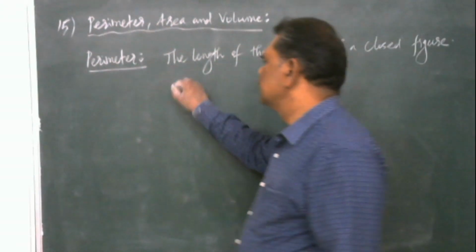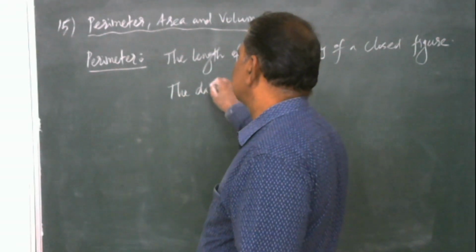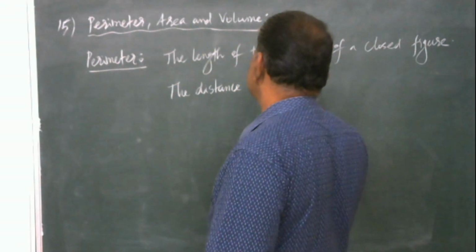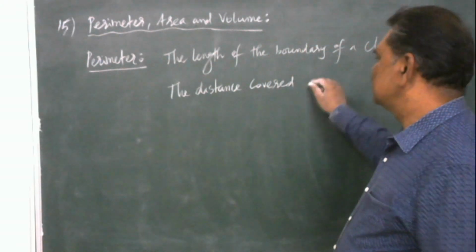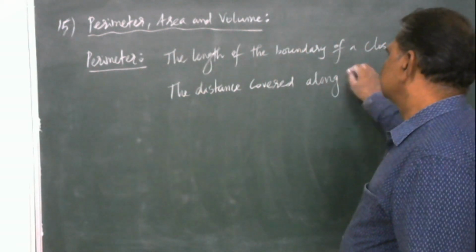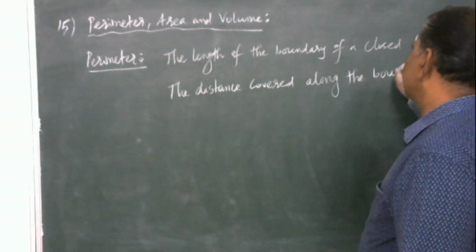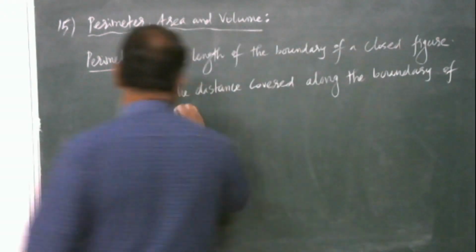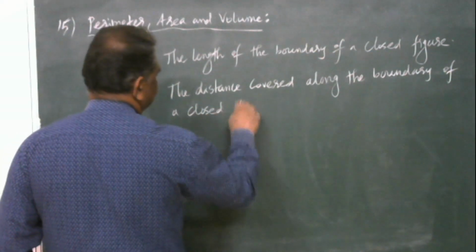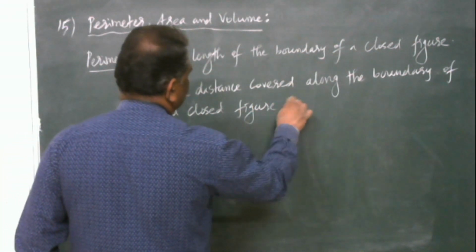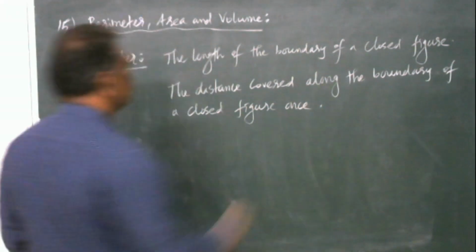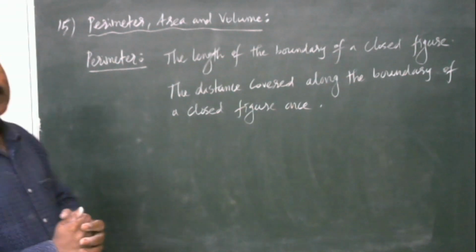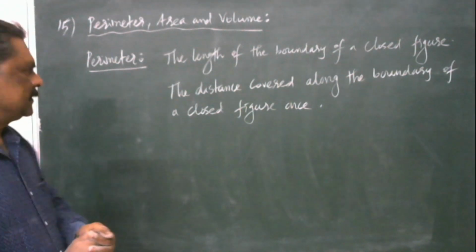In other words, the distance covered along the boundary of a closed figure once is called perimeter.